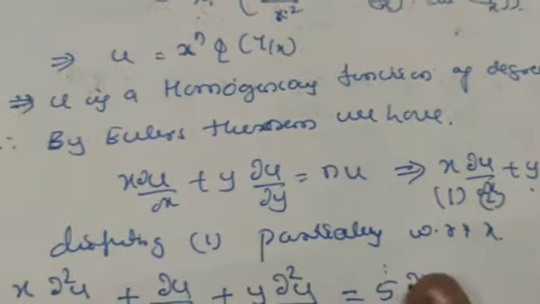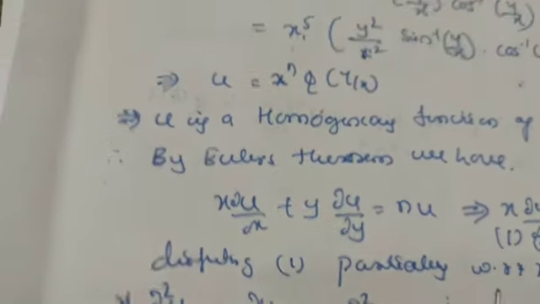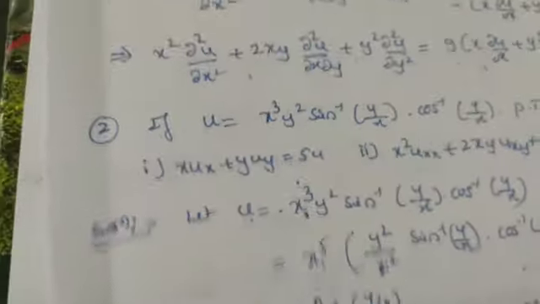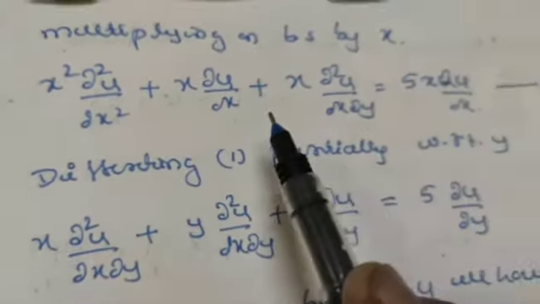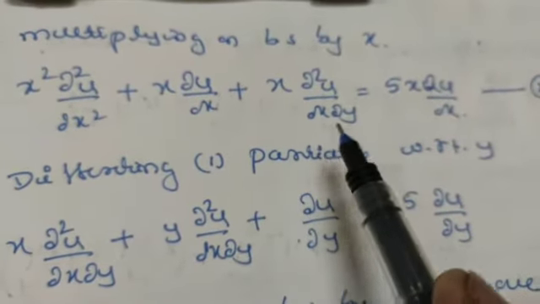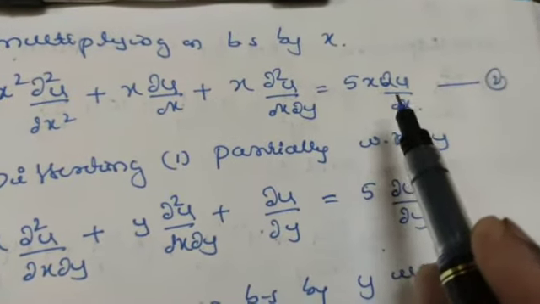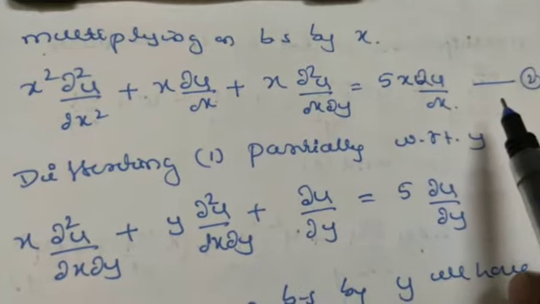Similarly, let us differentiate equation 1. First you have to multiply this with x. Then you will get x into ∂²u/∂x² plus x ∂u/∂x plus x ∂²u/∂x∂y is equal to 5x into ∂u/∂x. Take this one as equation number 2.